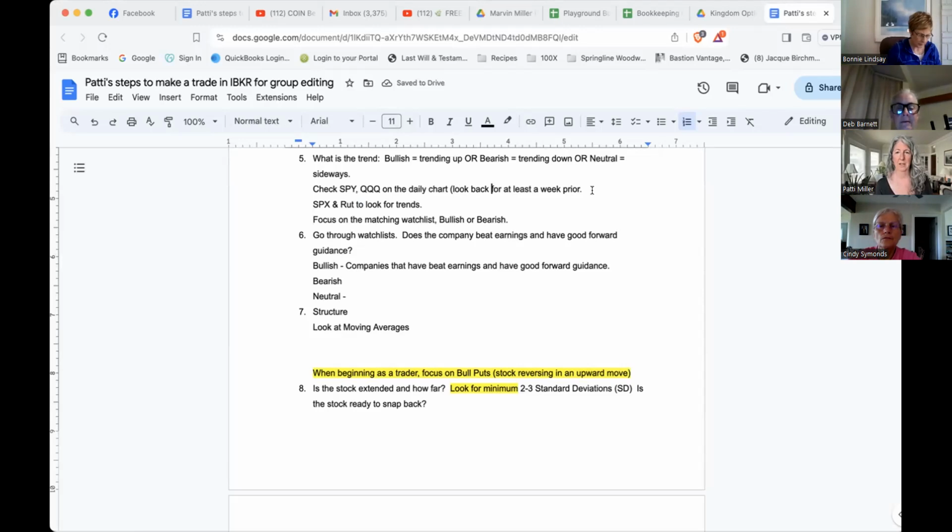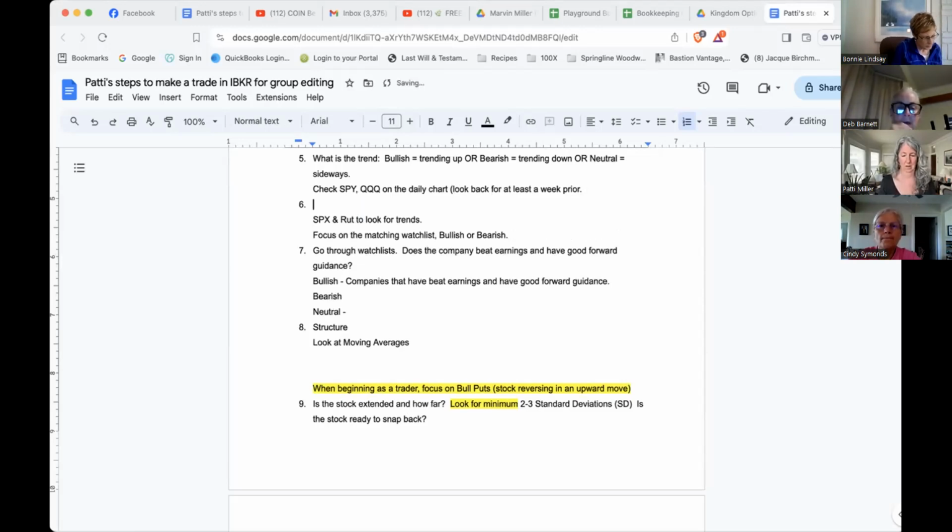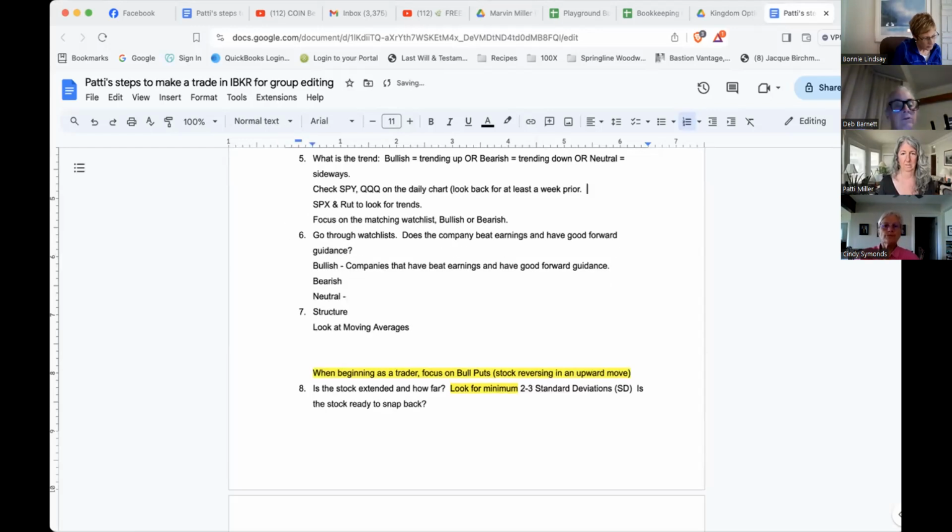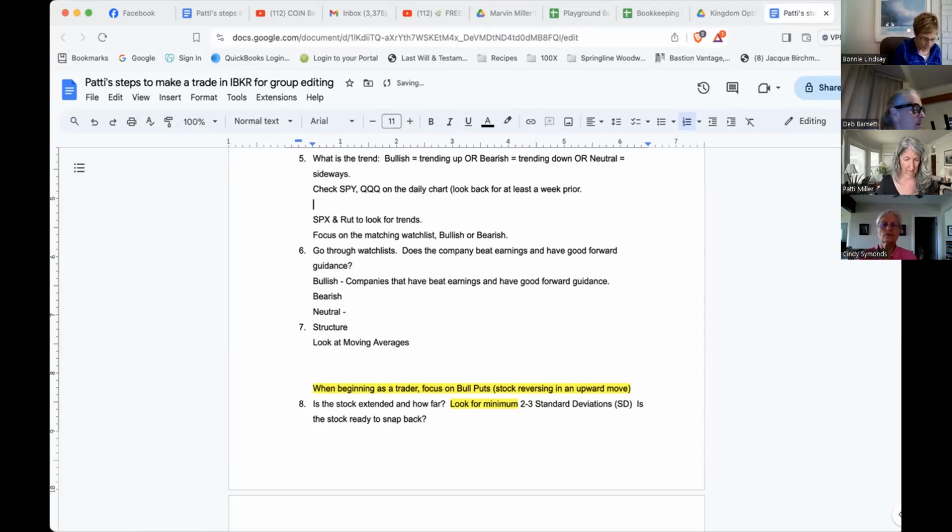After the SPY and QQQ, obviously RUT is another one that does get looked at. But I'd say if we leave it at that and maybe get some clarification, we can add in there, because this is a future.